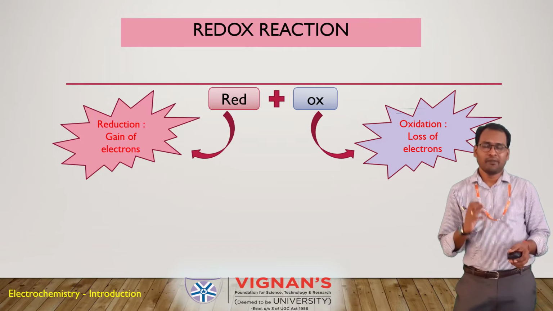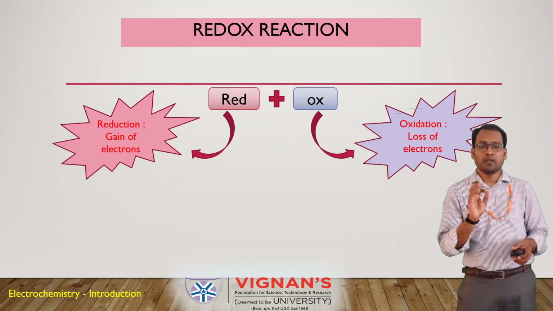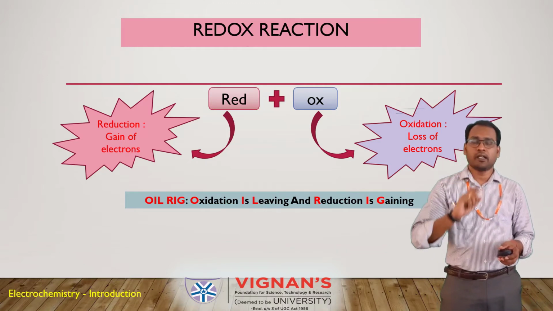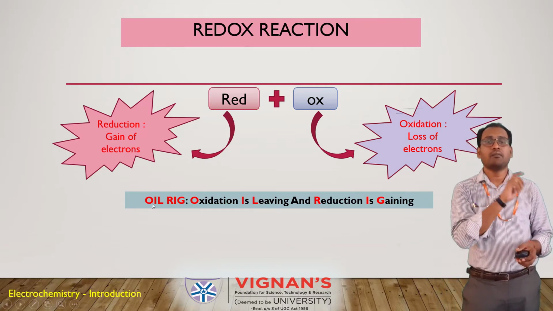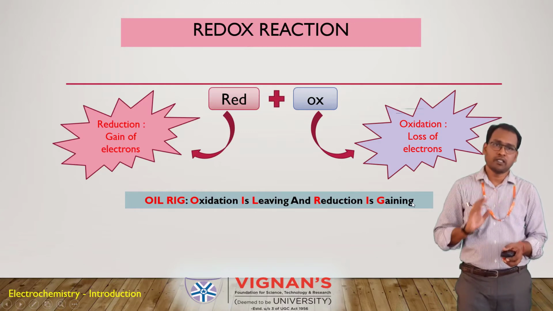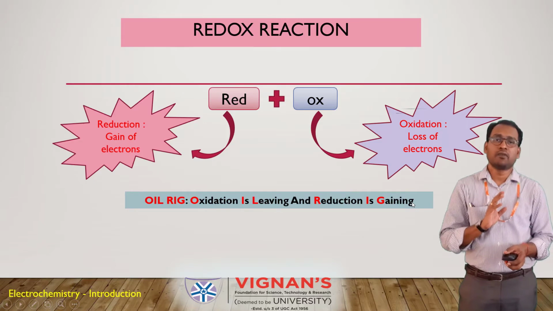To remember this very nicely, there is a term called OIL RIG. You can remember the first letters, and from those first letters you can predict what is oxidation and what is reduction, right? OIL RIG: O stands for oxidation and L stands for loss of electrons.